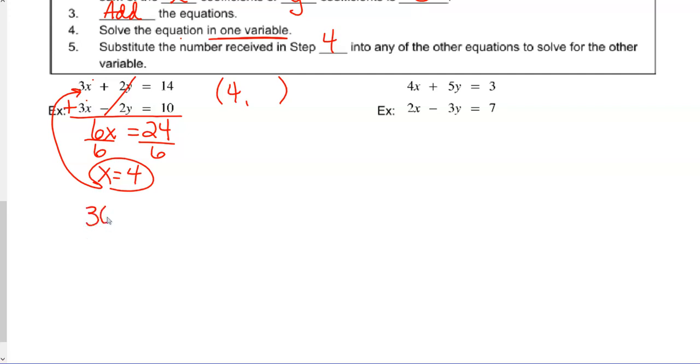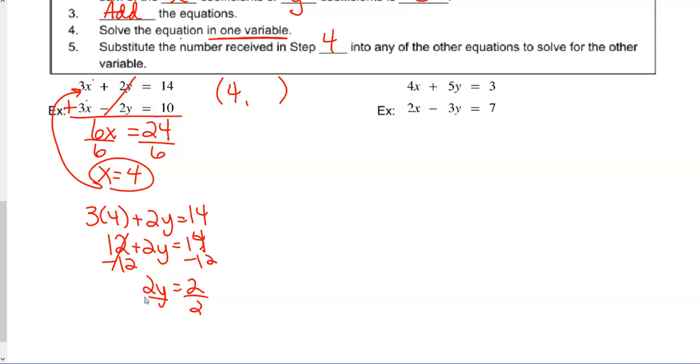So I'm going to go 3 times 4 plus a 2y equals a 14, and now I have that linear equation to solve. So 12 plus 2y equals 14. I'm going to subtract the 12 from both sides. 2y is equal to 2. Divide by the number next to the letter, therefore y equals 1. So the point that is my solution is the point (4, 1).